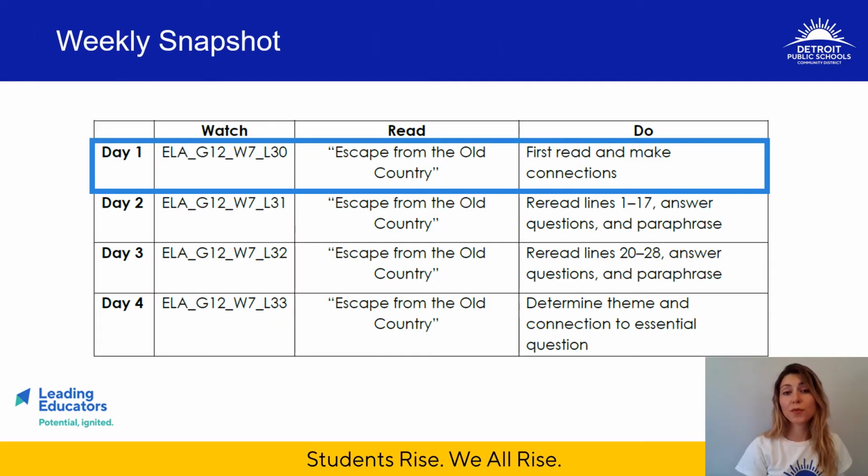This is a shortened week for us, 4 days versus 5. That's 80% of what we're used to. Well, we will be spending our time this week studying the poem Escape from the Old Country by Adrian Sue. Our video today is ELA G12W7L30, and today's task is for us to complete a first read and to make connections to the text.